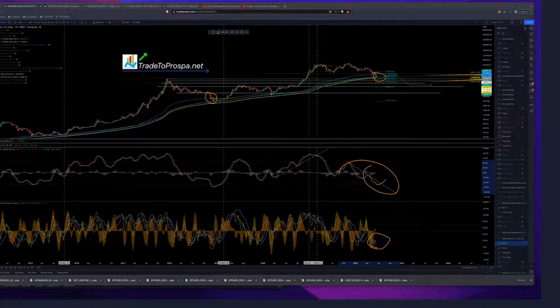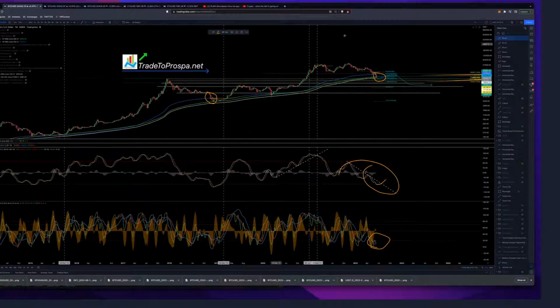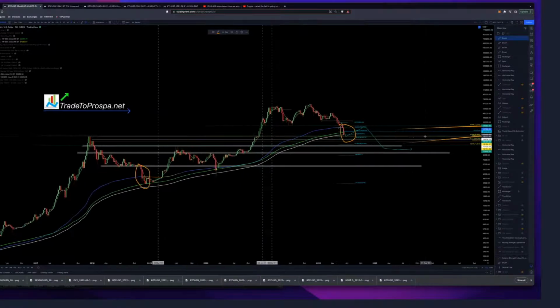Okay, so here's the tutorial that I want to talk to you about. It's not my idea, it's someone else's, but it makes sense to me. People, you need to know how to count the waves.